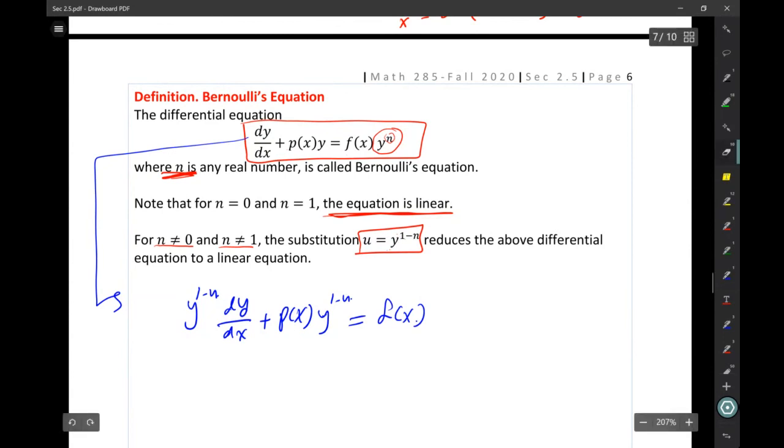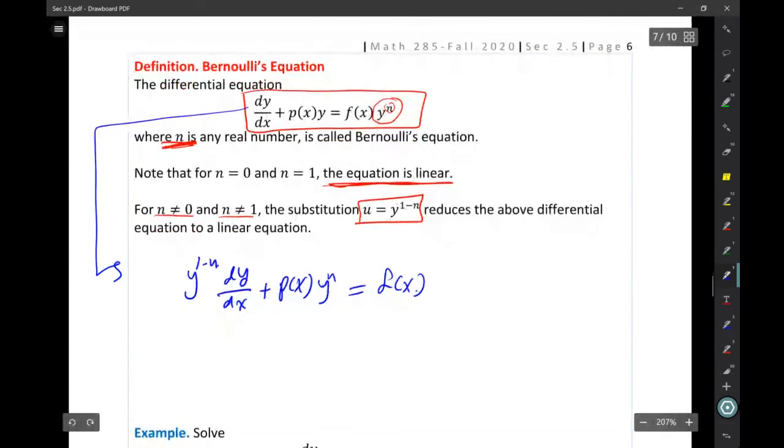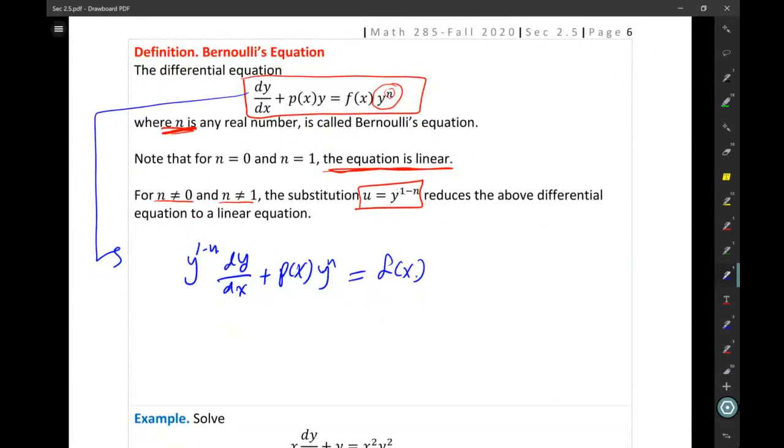Here it becomes n, sorry, because we multiplied. Once we arrive to this step, you will see that y to the power 1 minus n times dy by dx plus p(x) times y to the power n becomes now a separable differential equation.